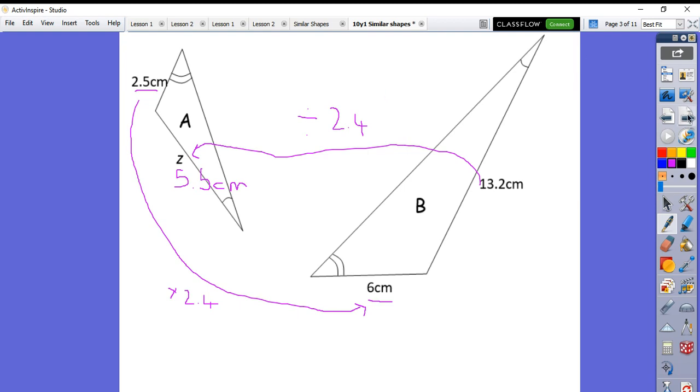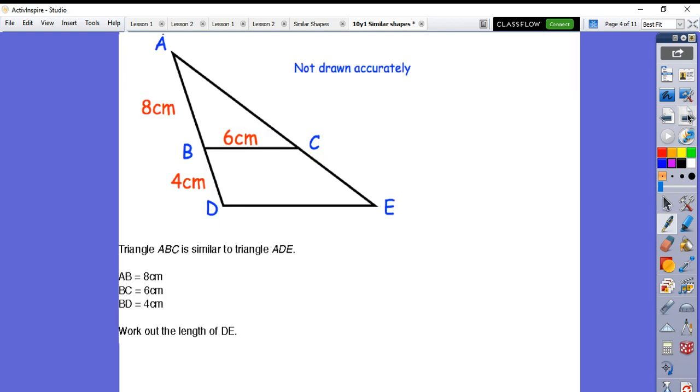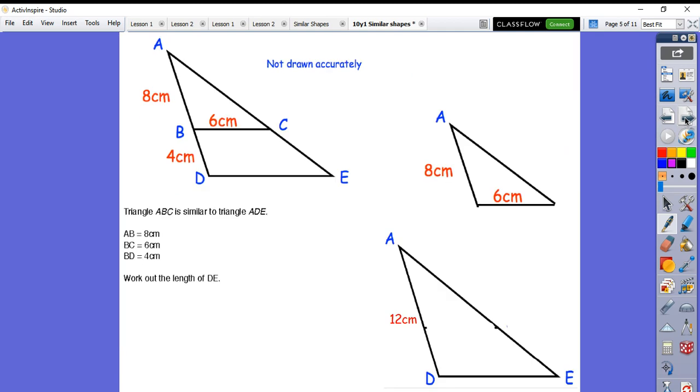Okay, so let's have a look at an exam style question. It looks a little bit different because we've got a triangle within a triangle, but it is exactly the same principle. So the first thing I'd recommend you to do is to draw the two triangles out separately. So the smaller triangle here, I've drawn over here. So we knew the measurements were 8 and 6. Then the bigger triangle, the outside here, you can see I have drawn here.